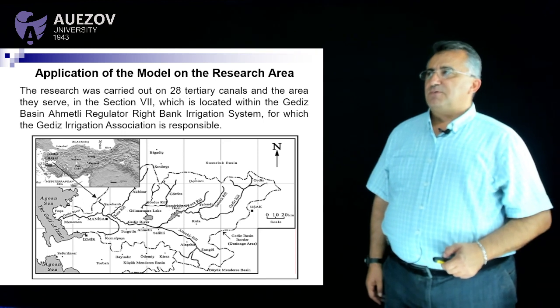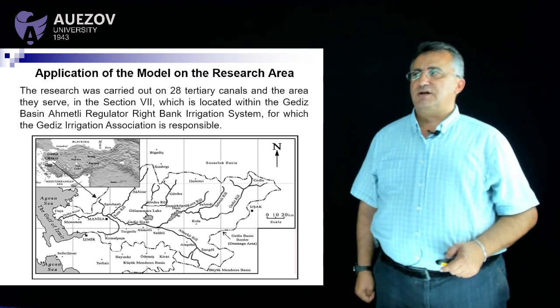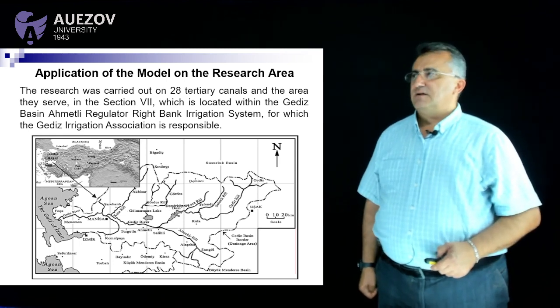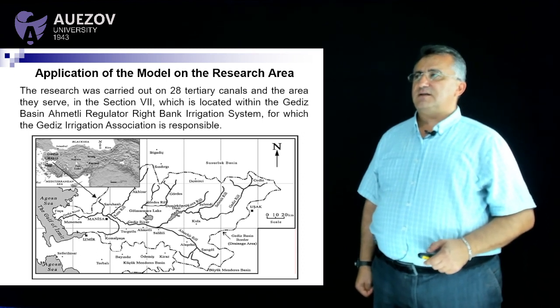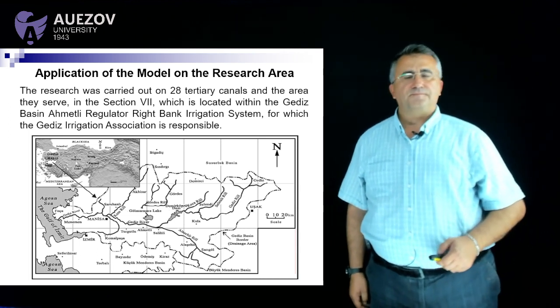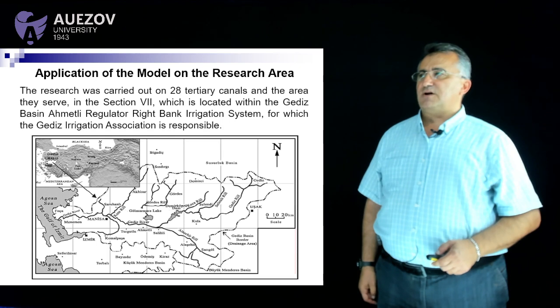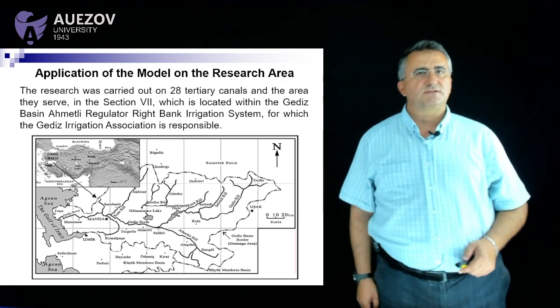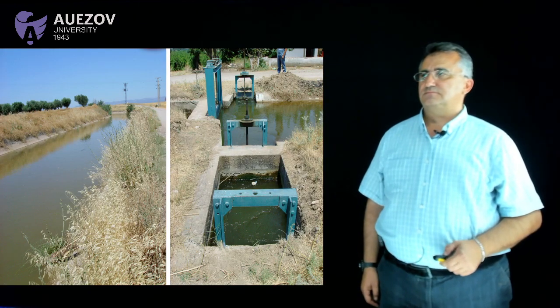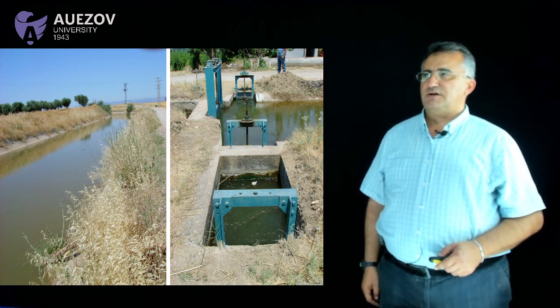When we apply this model on the research area, we can see the results. The research was carried out on 28 tertiary canals and the area they serve in section 7, which is located within the Gediz Basin Ahmetli Regulator right bank irrigation system, for which the Gediz Irrigation Association is responsible. Here we have some views on the research area irrigation network.